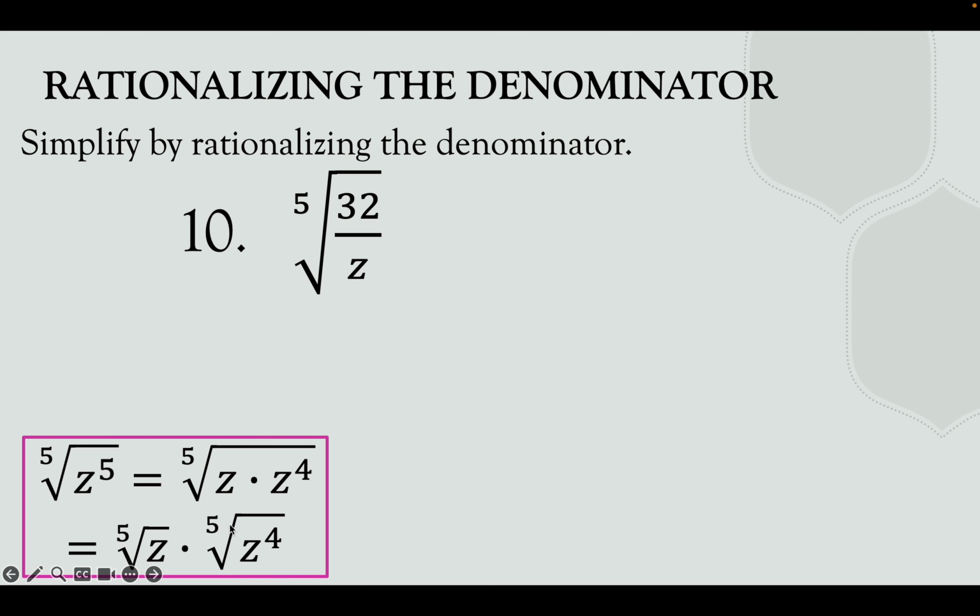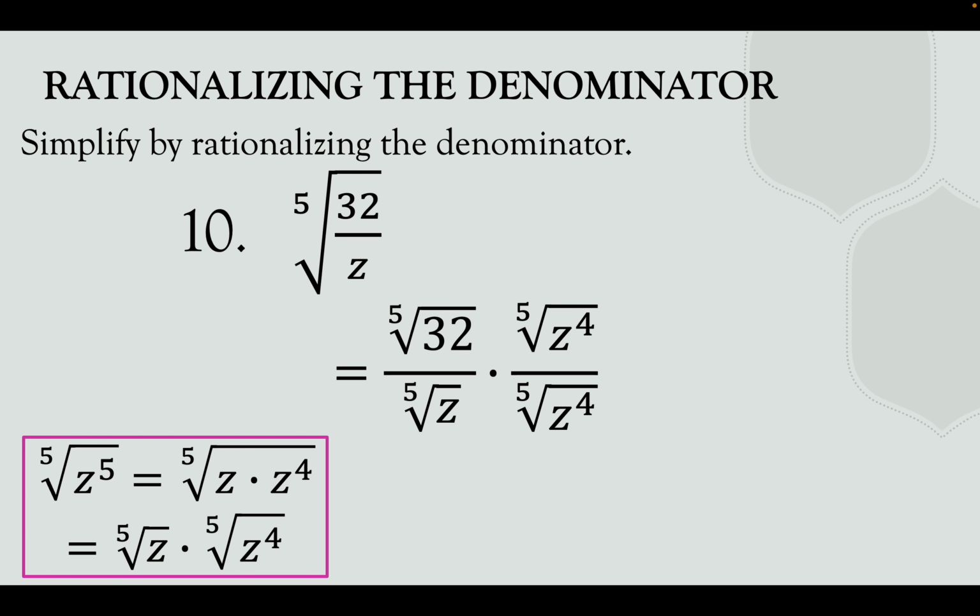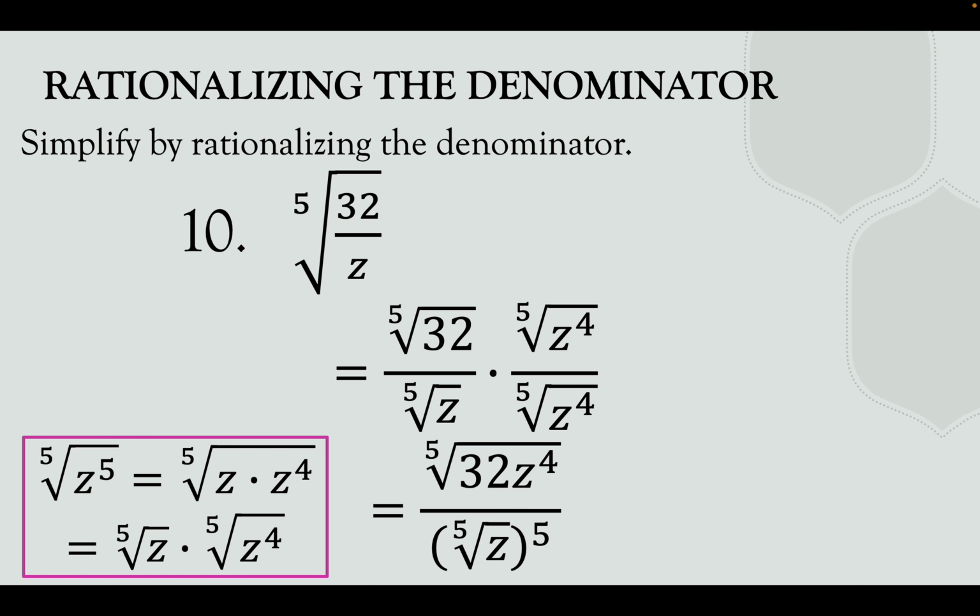So that means we need to multiply both numerator and denominator by the fifth root of z raised to 4. So we have the fifth root of 32 over the fifth root of z, times the fifth root of z raised to 4 over the fifth root of z raised to 4. So by direct multiplication, we will get the fifth root of 32z raised to 4 over the fifth root of z raised to 5. So we can now eliminate the index and the exponent since we have the same value for the index and the exponent, that is 5.